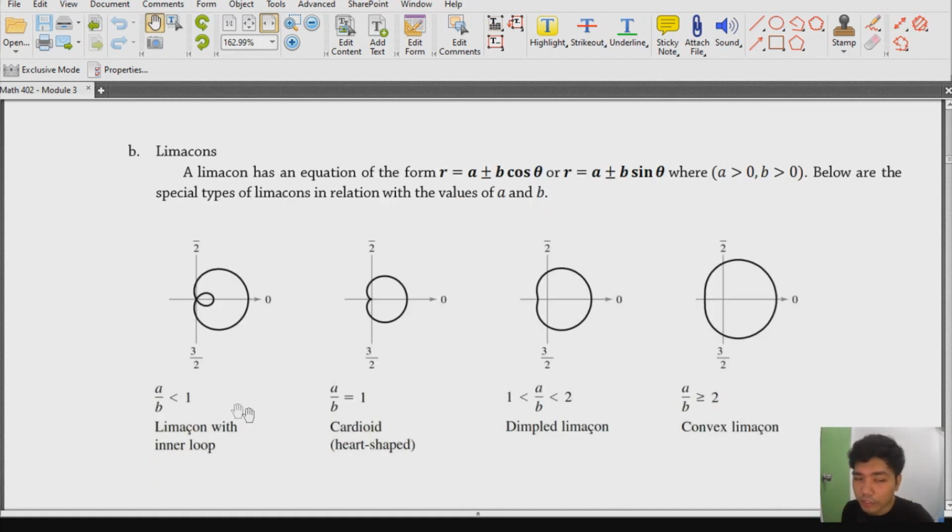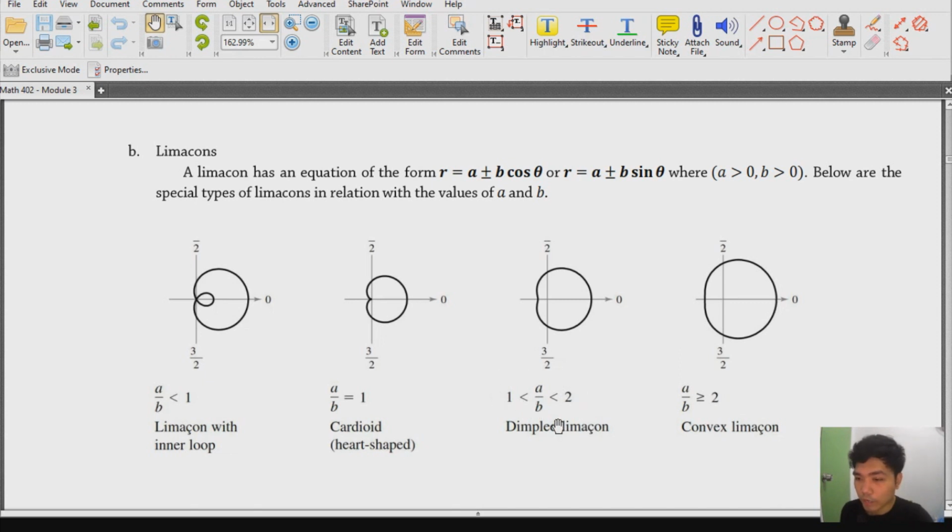So, pag meron siyang inner loop, yung ratio ng a over b is less than 1. So, that is if, for example, this is 1 and then yung b mo is, let's say, 3. So, that 1/3 is less than 1. So, you should be expecting that your Limaçon will have an inner loop. And then for a is equal to b, that is equal sila, let's say 2 plus or 2 minus 2 cosine theta. So that means na yung ratio ng a over b is equal to 1, diba? So you have to expect na meron kang heart-shaped or we call this the cardioid.